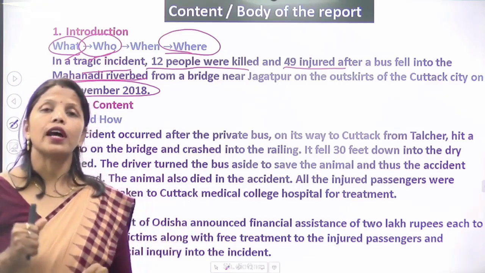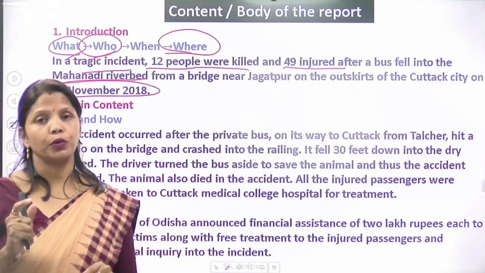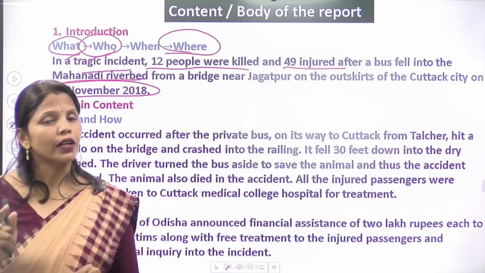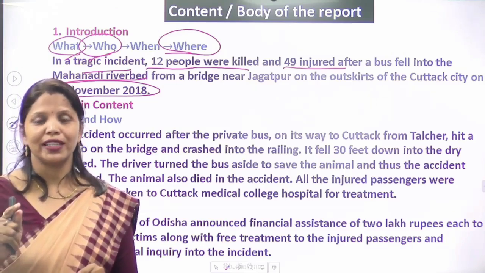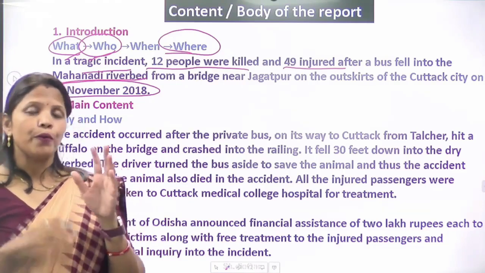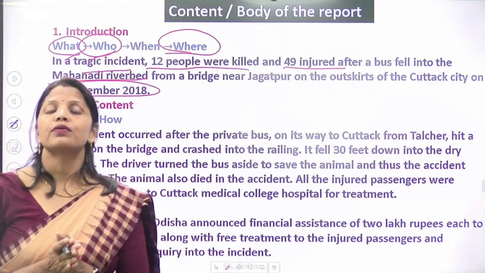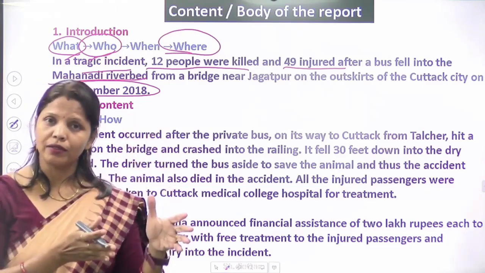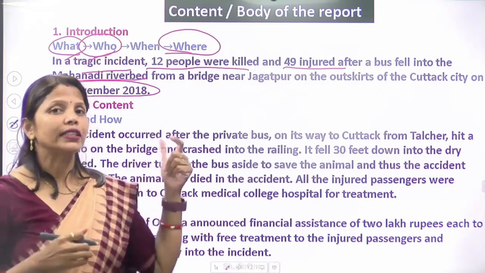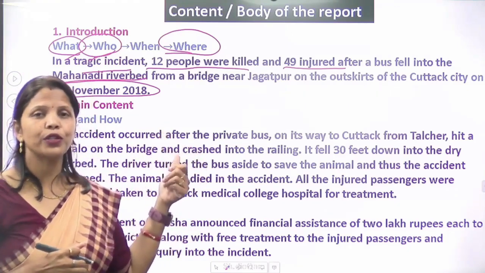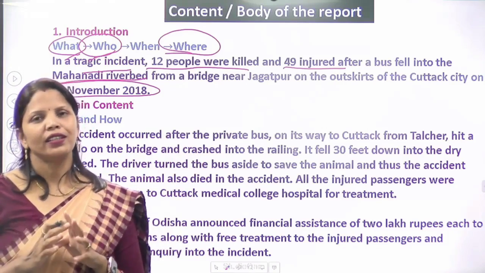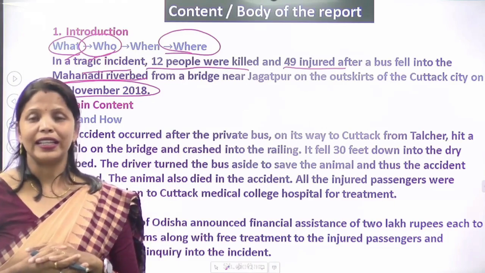And remember, you have to practice the body of the report. Without practice you will not get any marks. So for writing a good report, first of all you have to remember the format. And for the body of the report, you have to practice. Without practicing, it will be difficult for us to write anything.